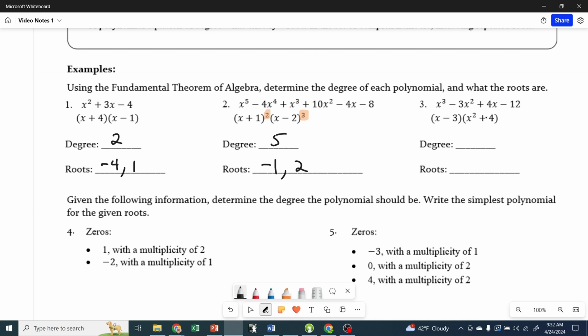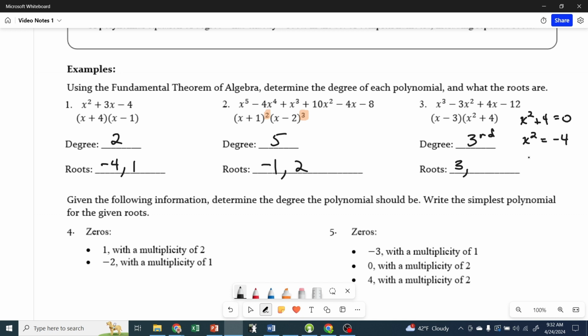Okay, our last one here is a third degree polynomial. Our roots, in this case, are 3, and we would have x squared plus 4. All right, so we have to do a little work here. Well, we'd have to set that equal to 0. So then we'd have x squared equals negative 4.